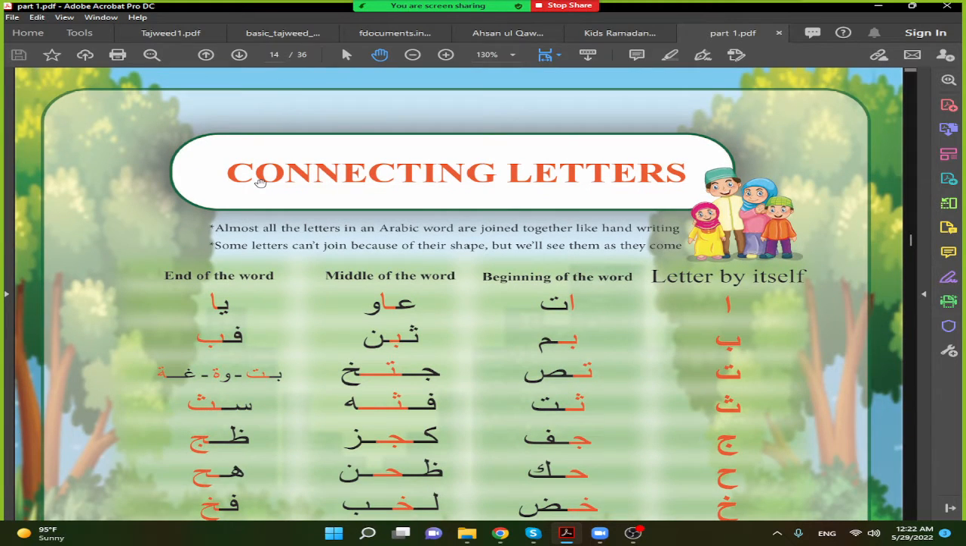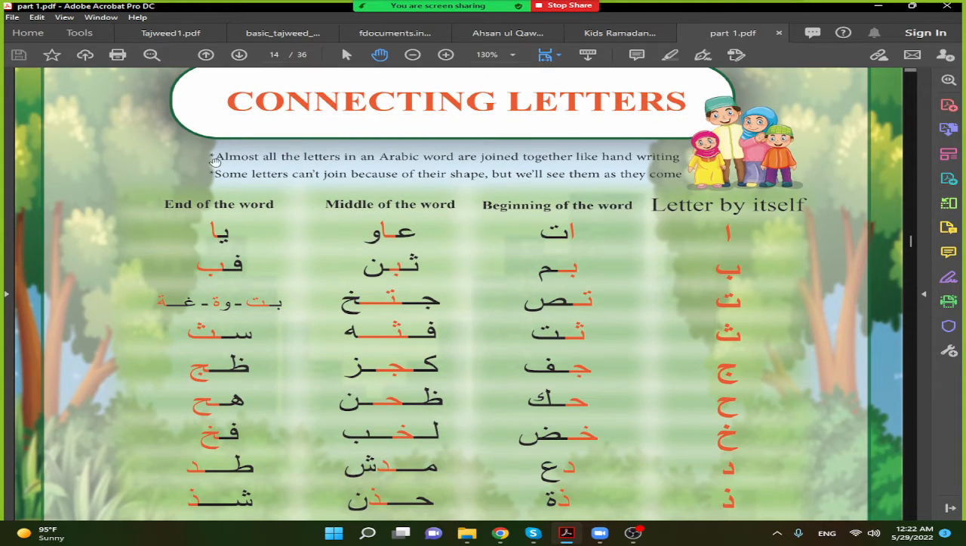Now we are going to use them in the letters. Why did we learn the letter positions? Because of that, so we can understand the joining, connecting writing in the Quran. Can you read this? Almost all the letters in an Arabic word are joined together like handwriting. Some letters can't join because of their shape, but we'll see them as they come.